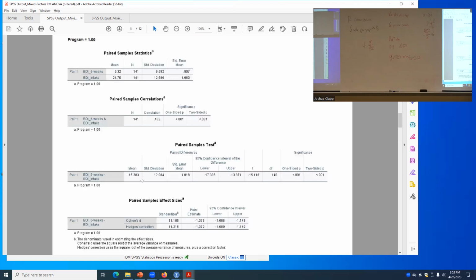Now, when we talk about Hedges G, we generally talk about it in a between subjects design, right? So I've got 30 people in this group and 40 people in this group.